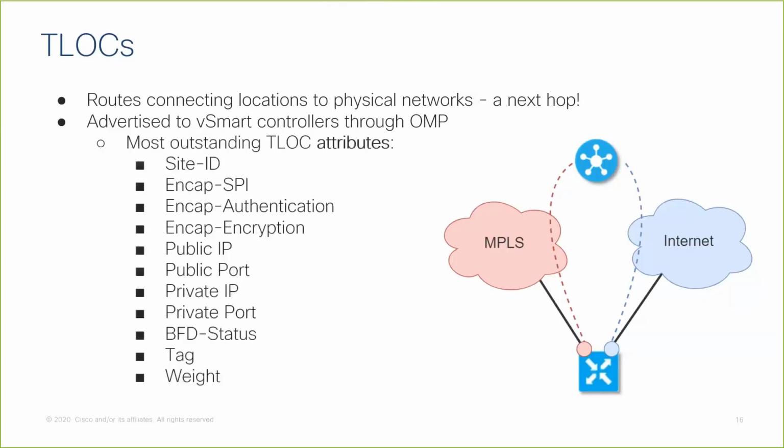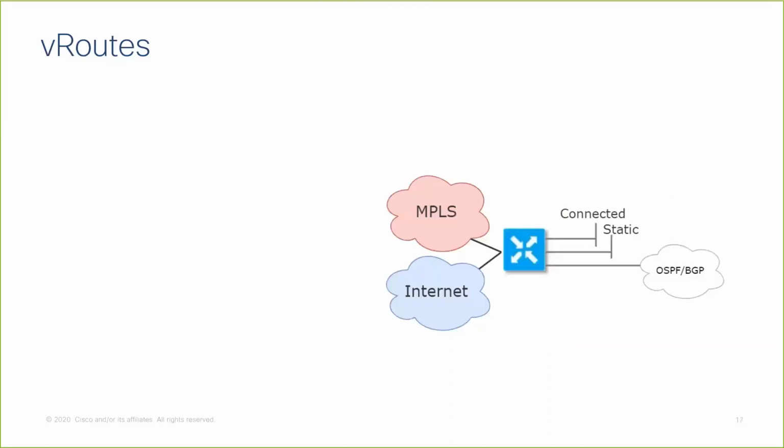What are the attributes of the TLOCs? The TLOCs would have information that we would use to facilitate not only communication, but also to implement policies. They would have site ID, encapsulation, the public IP, the private port, private IP, BFD status, and also a tag and possibly a weight, depending on what you are implementing. All these are simply attributes. Sounds like BGP, right? It's very much like BGP.